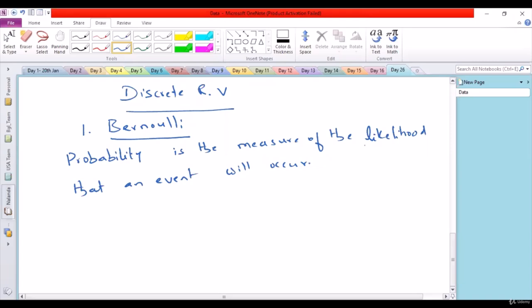Remember this word. Very, very critical and crucial. It is all about this likelihood. Now, coming back to this side. X is a discrete random variable, or let me put it this way.